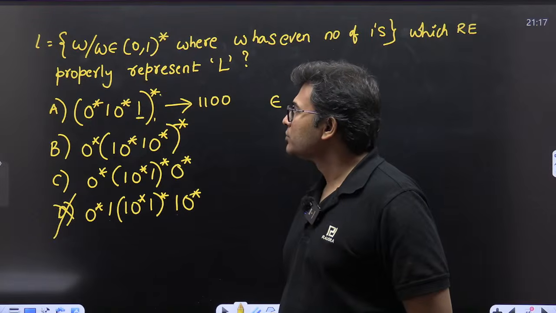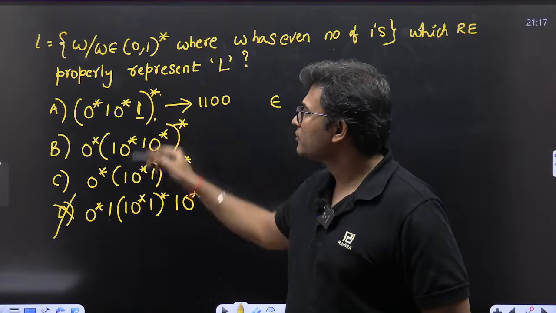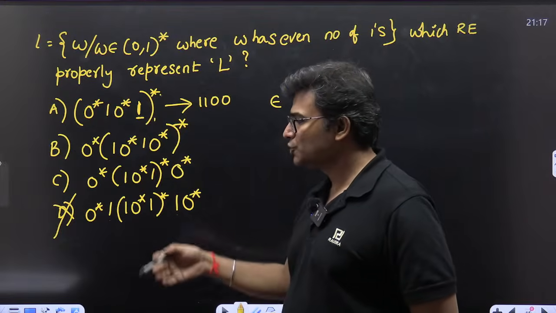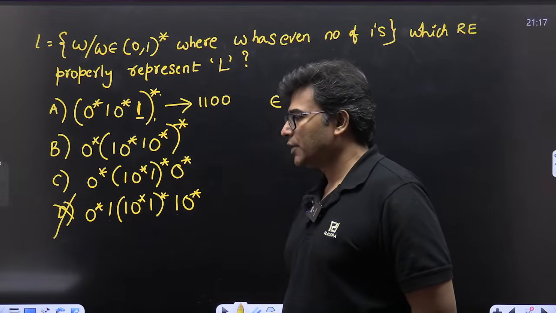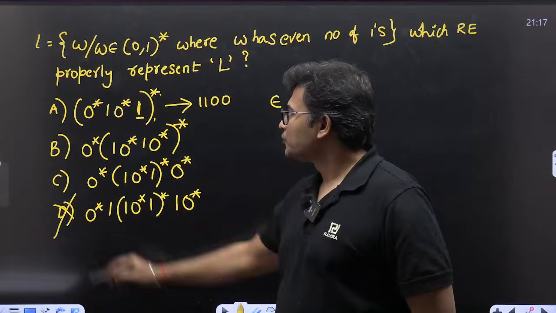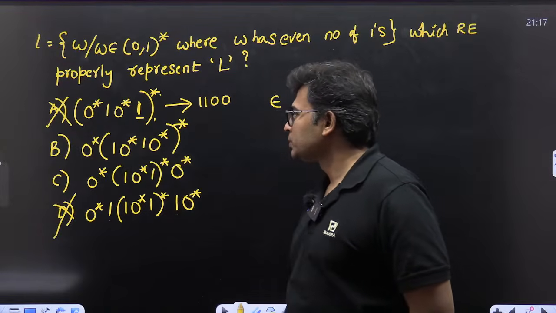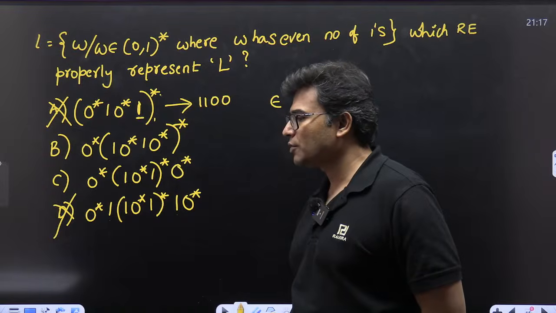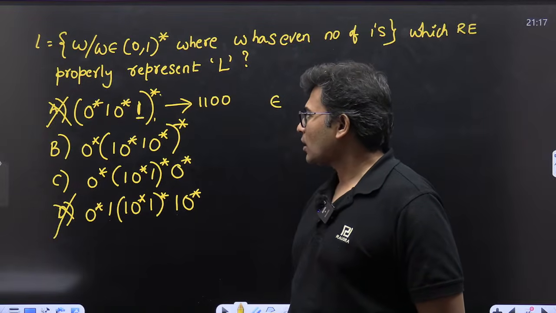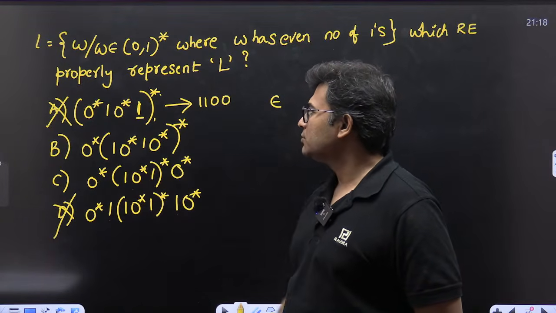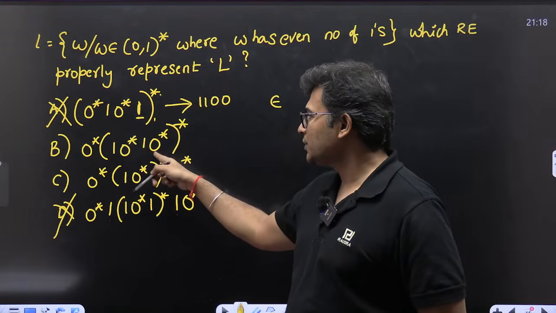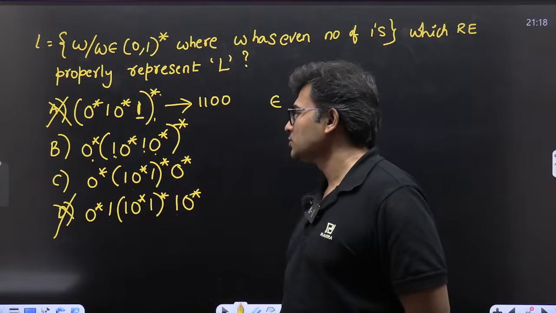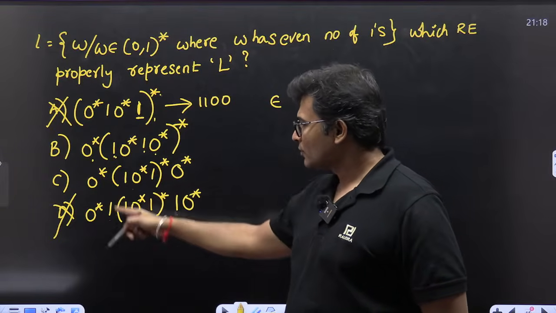Why? Because it is always ending with 1. Whatever you do, at the end 1 will be there. So 1, 1, 0, 0 will not be generated, right? So eliminate this one. Now the options are B and C. Now check B. Here it may end with a 0 or end with a 1. Here it may start with a 0 or start with a 1. So we are not able to do anything. Check C.